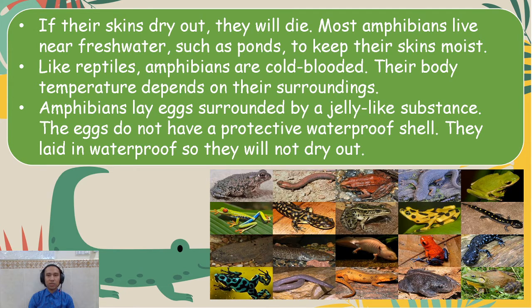Amphibians lay eggs surrounded by a jelly-like substance. The eggs do not have a protective waterproof shell. They are laid in water so they will not dry out. So remember, kids, that when the skin of an amphibian dries out, they will certainly die. And amphibians are also like reptiles. They are cold-blooded, meaning they cannot control their body temperature.